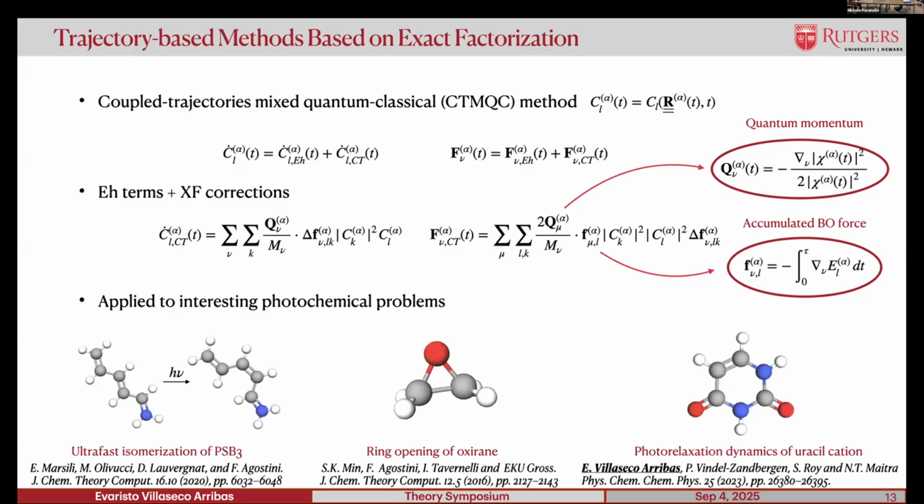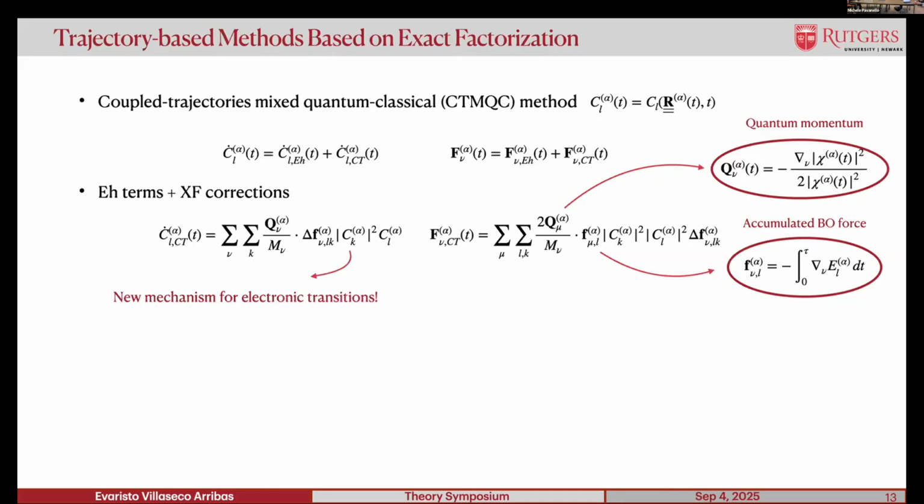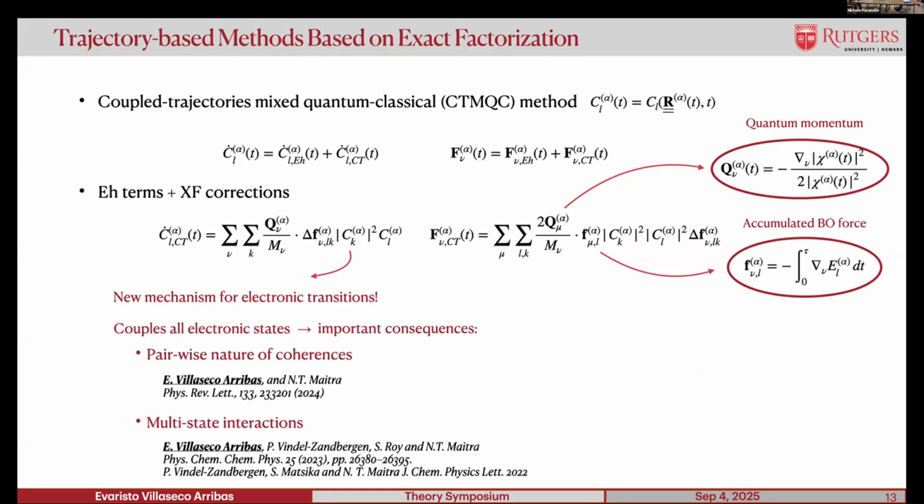Well, this CTMQC method has been applied to a variety of systems that capture the coherence, and some other things. But what's very interesting is that now, if we compare with Ehrenfest, we have a new mechanism for electronic transitions that's not there before, and it couples all electronic states through this sum over K. It has important consequences, which are going to be important for a description of the pairwise nature of coherences and also multi-state interactions.